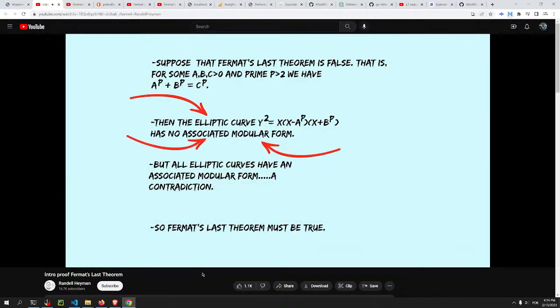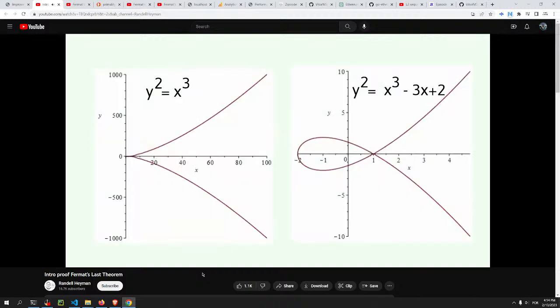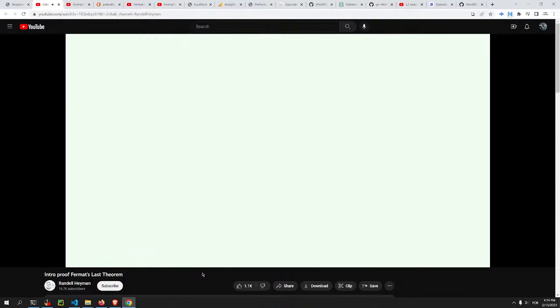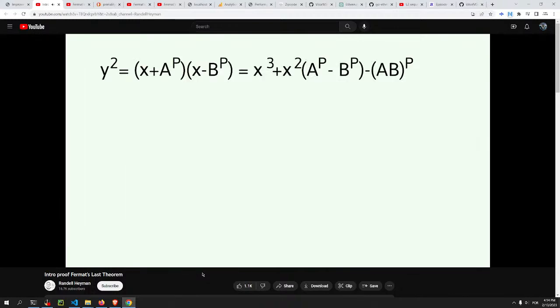And what does it mean for an elliptic curve to be associated with a modular form? For our purposes today, elliptic curves are any curve of this form here, where d, e, f, and g can be integers. However, we specifically exclude curves that have cusp-like sharp points and also curves that intersect themselves. And so we're typically left with these two sorts of curves, this sort and this sort here. So the curve that we mentioned in the proof, this one, falls into the category of an elliptic curve.